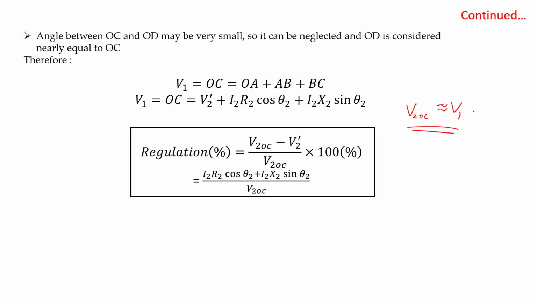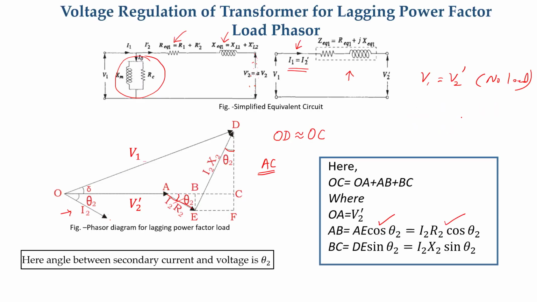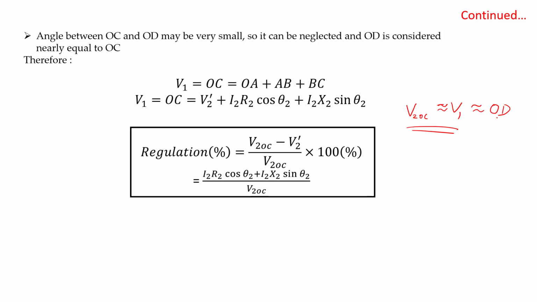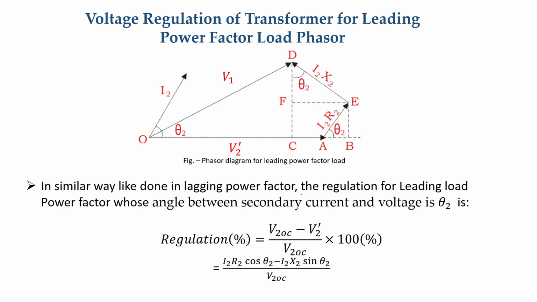So V1 is approximately equal to OD. OD, yes, OD. This OC is an approximation. OD is exact only, OC is an approximation. So the regulation formula turns out to be like this. This you already know. And similarly, in the previous case we have seen the lagging power factor condition.